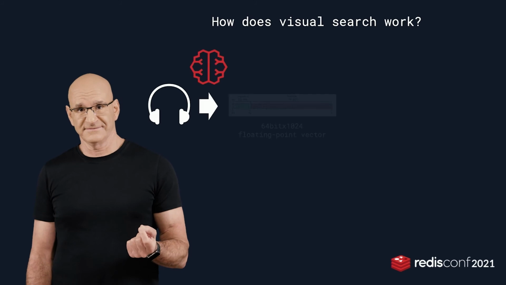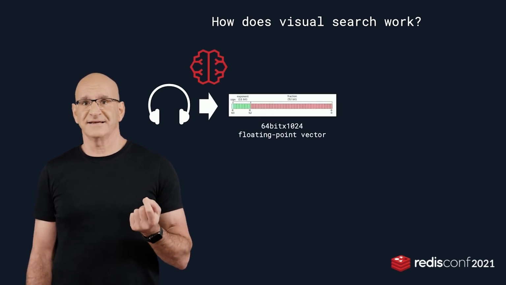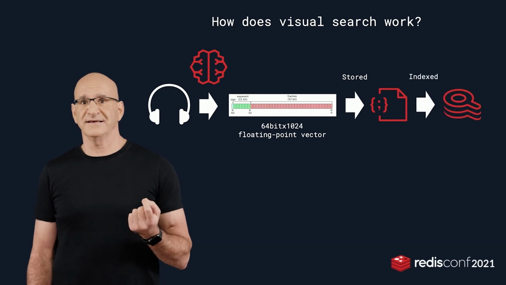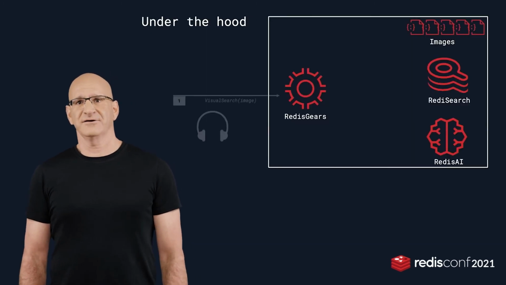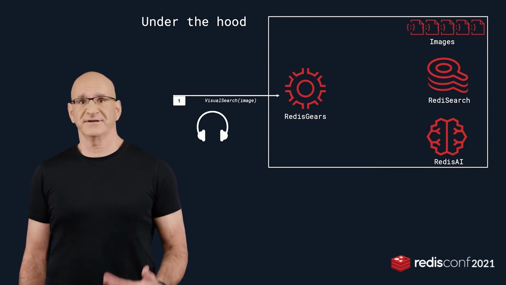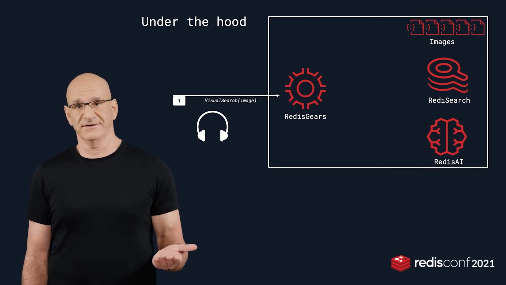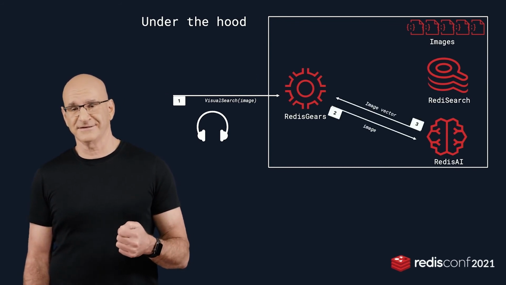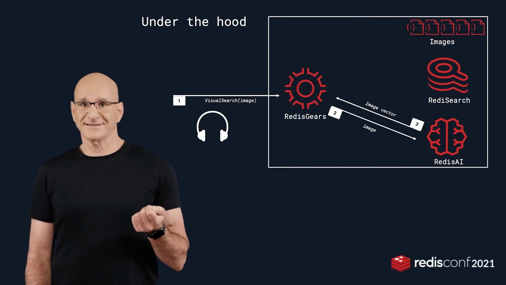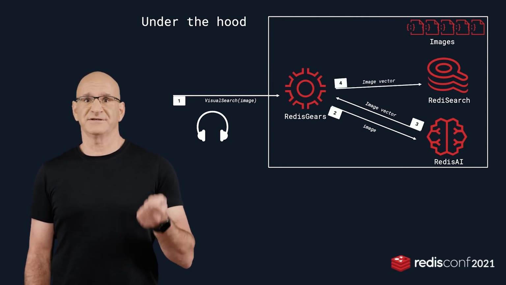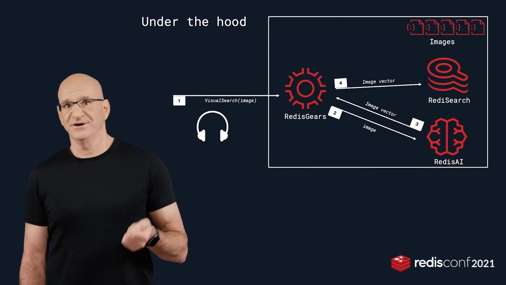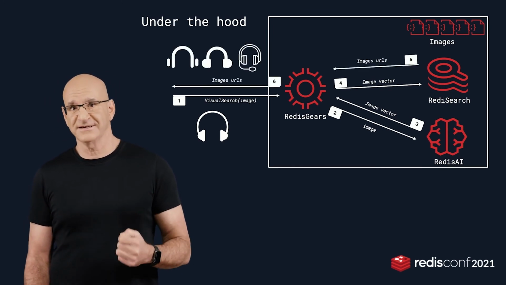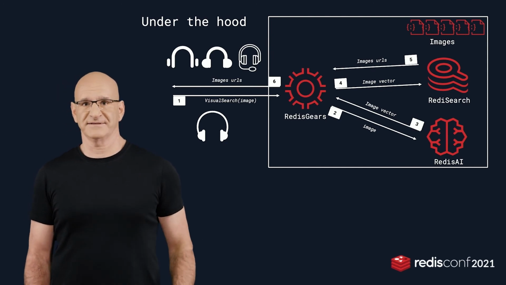Here is how it works. Every image is translated to a vector. These vectors are stored in JSON and indexed by RediSearch. Under the hood in Redis, the client calls RedisGears functions with a reference to an image. Gears passes the image to RedisAI, which translates it to a vector. Gears then calls RediSearch with the image vector. RediSearch performs a similarity search and returns the URLs for the images that are nearby in the vector space.